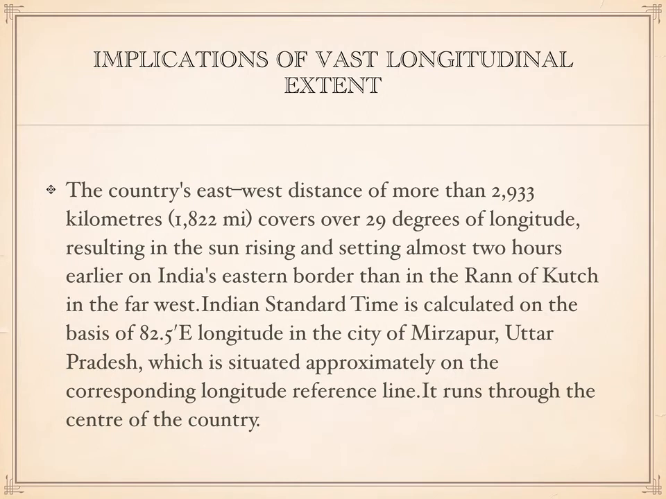Now, we have also seen that India has a vast longitudinal extent. From east to west, it covers nearly 2,933 kilometers, covering 29 degrees of longitude, which results in the sun rising and setting almost 2 hours earlier on the eastern border than in the Rann of Kutch, that is in the far west. But to avoid any confusion regarding the time, India has chosen 82 degree 30 minute east longitude as the Indian Standard Meridian or Indian Standard Time. It runs through the center of the country.